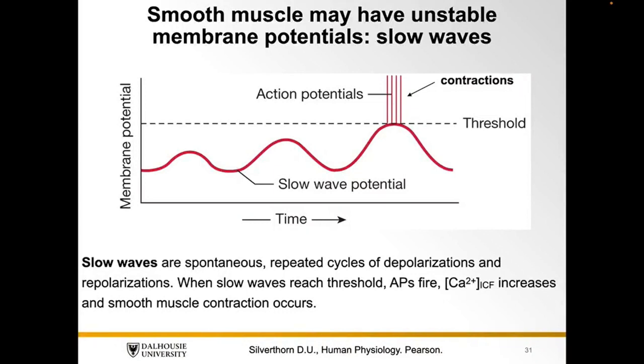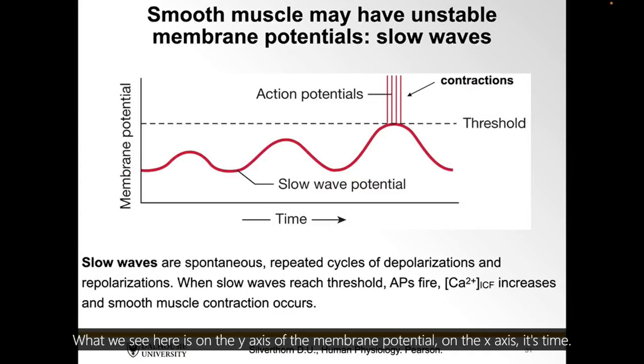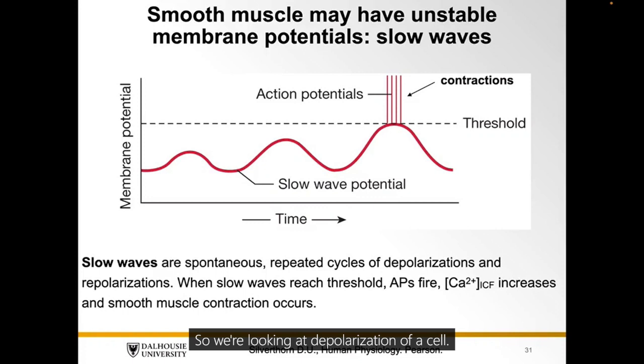So let's start with slow waves here. What we see here is, on the y-axis, the membrane potential, and on the x-axis, time. So we're looking at depolarization of a cell here. You can see that it's cells that have slow waves.